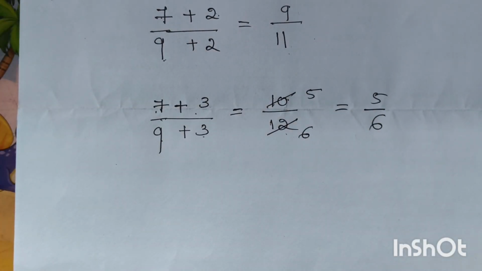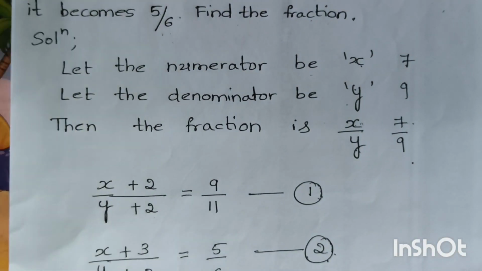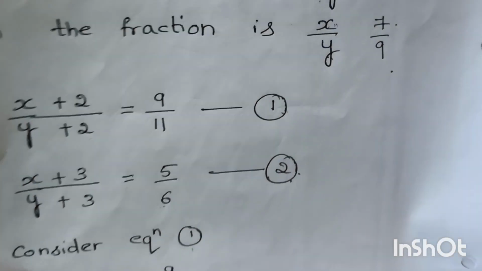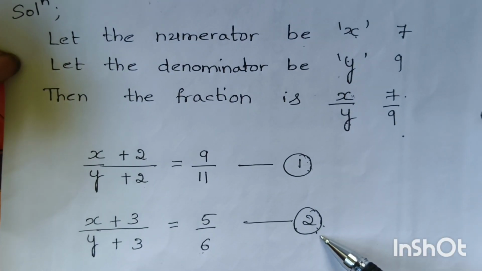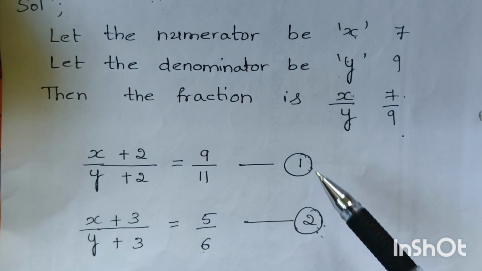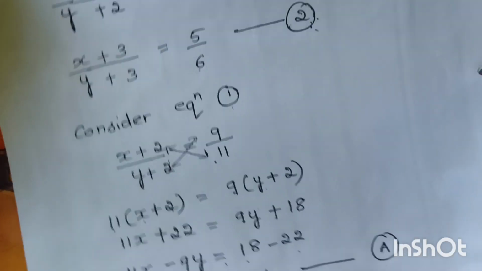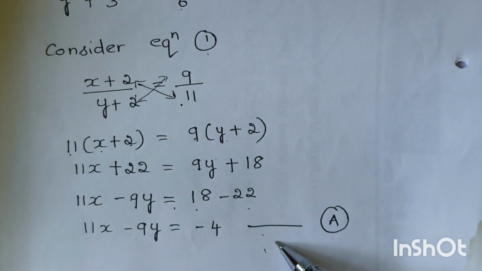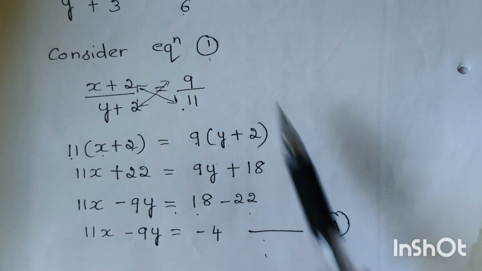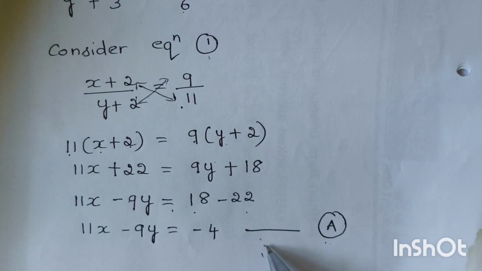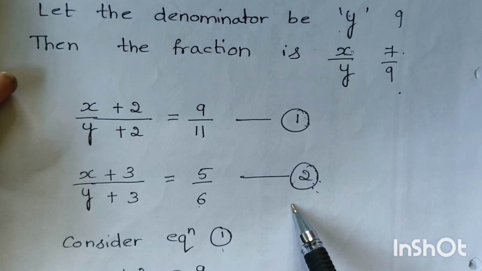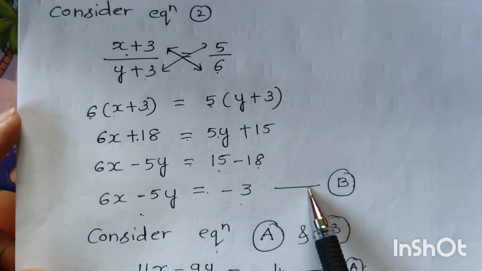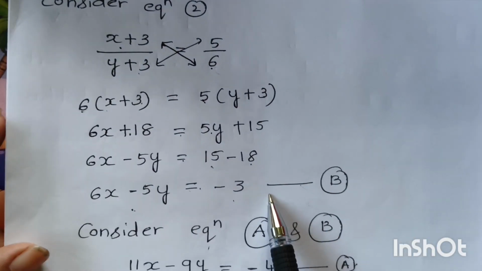I just wanted to say that in this question, it is slightly different from your other problems. Here, according to the question, we have written these two equations. Since these two equations are not in the simplified form, we have simplified them here. We have simplified equation 1 and we got this equation, which we have considered as A. And since equation 2 is also not in the simplified form, we have simplified it and we got this equation B after simplification.